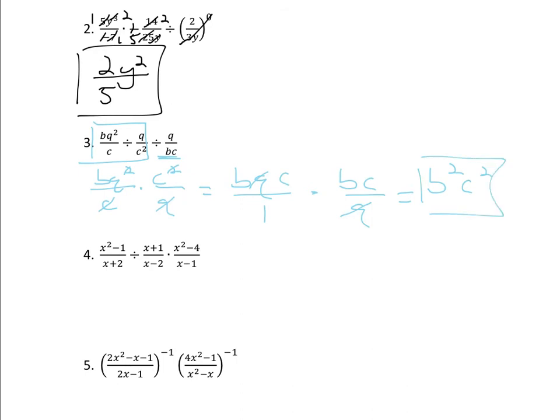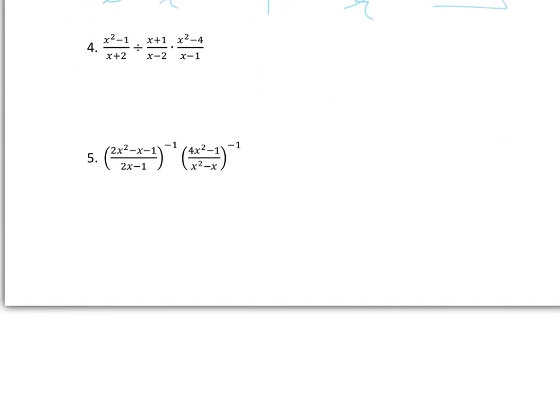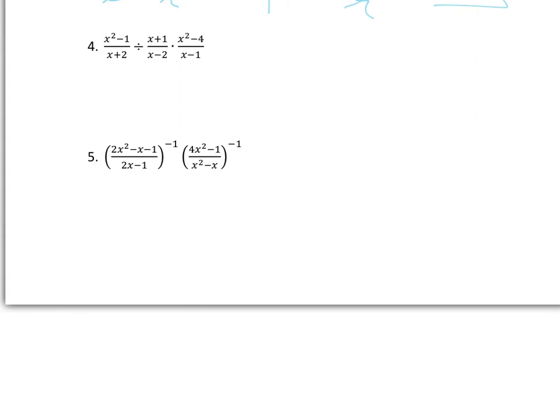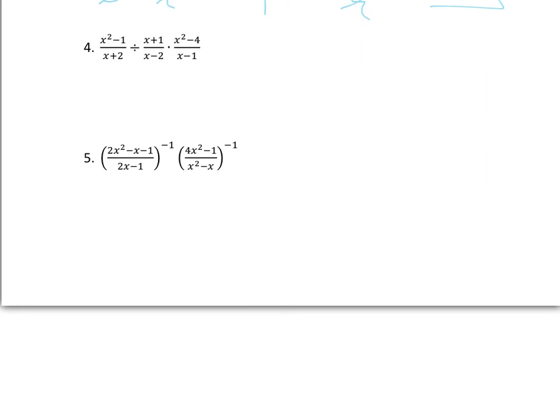Perfect. So number 4, this is when we're going to start getting some polynomials back in there, so we can work with those. Now we need to start factoring whatever we can. So we look at this and we see what can we factor. Well, we can factor this one. Okay, so we can factor that, and we can factor that. Right, the rest of them you can't factor. So we've got x plus 1, x minus 1, over x plus 2.